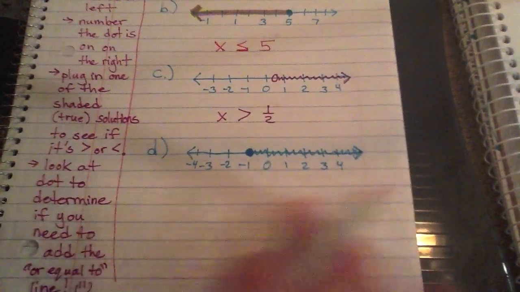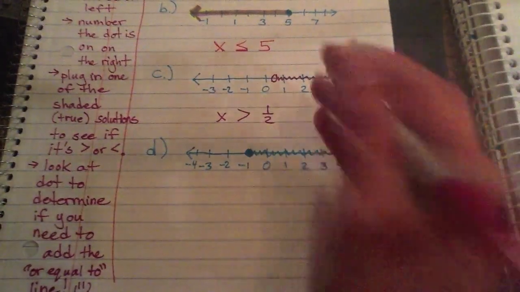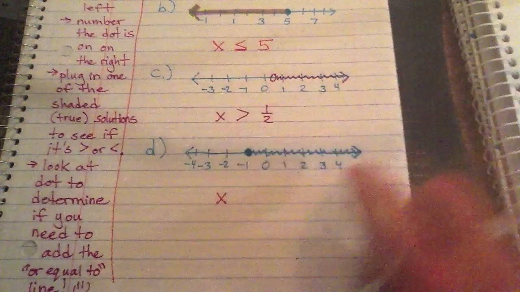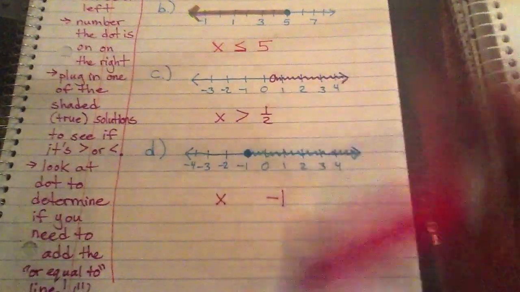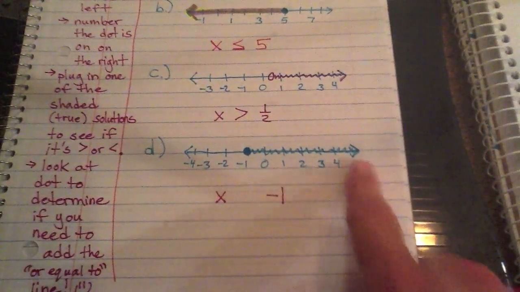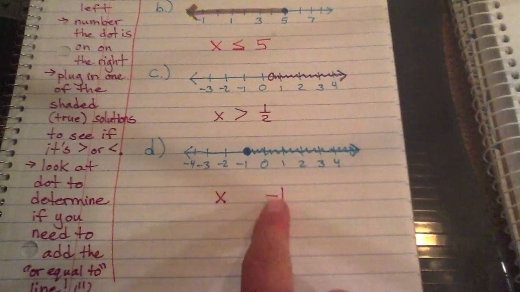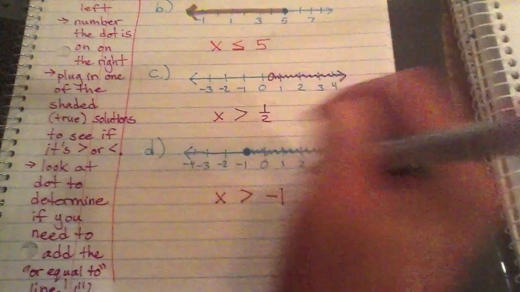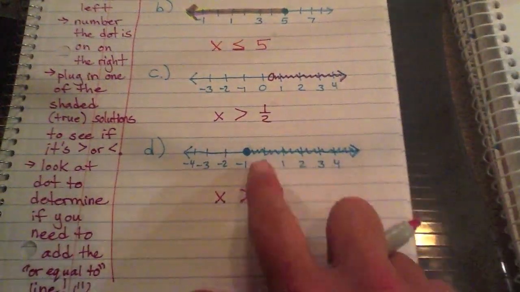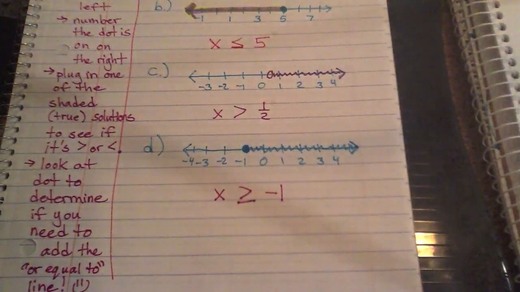Alright, so same pattern. That's a really nice thing about a lot of this algebra stuff, it looks difficult, but if you follow those patterns, then you'll get really good at this stuff. X on the left, number that the dot's on the right. Plug in a number from here, like 2, or 1, or 4, or 3. Is 4 greater than -1 or is 4 less than -1? And hopefully you all said greater than. And now you go look at your dot and it's a closed dot, so I need to add or equal to. And that's how you're going to write an inequality from a graph.